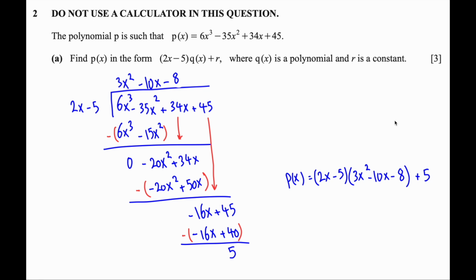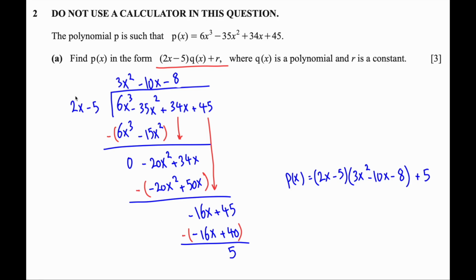Question number 2. In question number 2, I'm given a polynomial p, which is a cubic polynomial, and I have to write it in this format where q(x) is a polynomial itself and the values of q(x) and r have to be found. So this is a matter of long division. You can just perform long division to find out q(x), and r is basically the remainder. I believe you all know how long division is done.